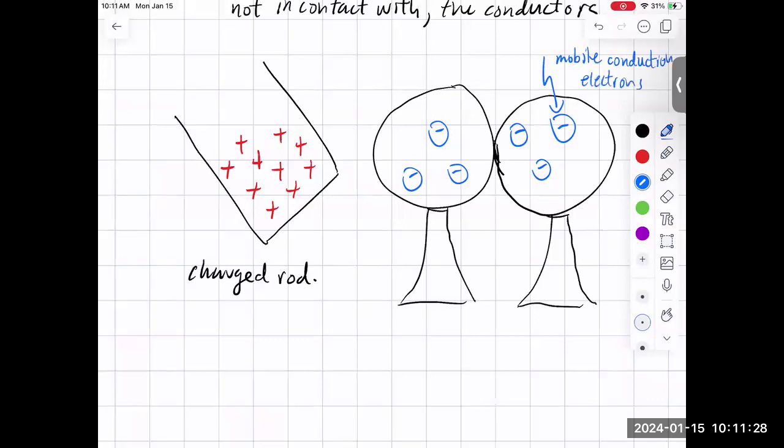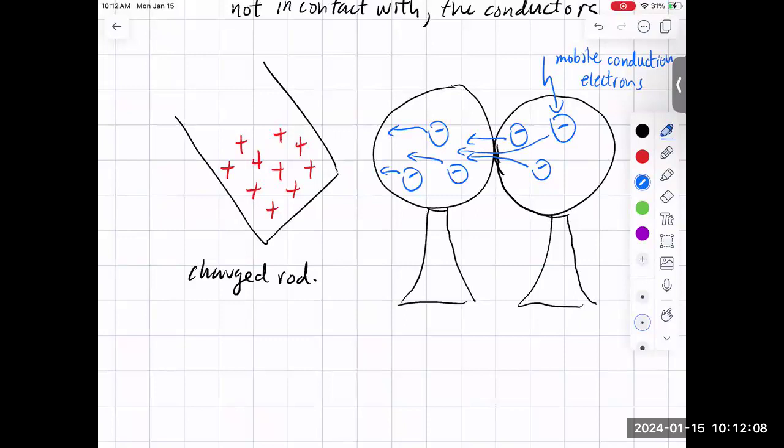Well, they could go wherever they like, but they're attracted to positive charge. And so we put a positively charged rod on the left-hand side, and these conduction electrons are going to migrate over to the left. In fact, the electrons in neutral conductor number two on the far right can actually move over to the first conductor because there's that point of contact between them.